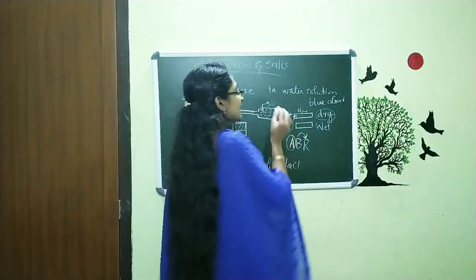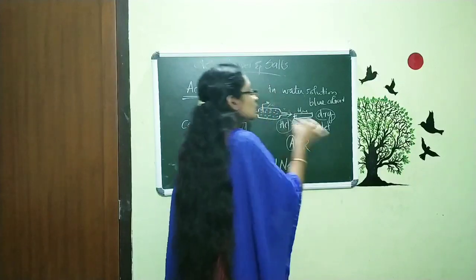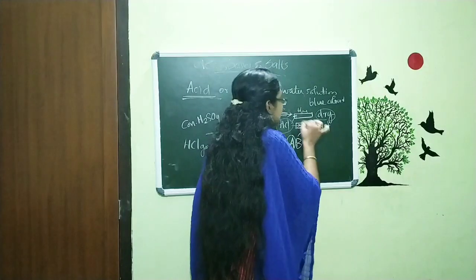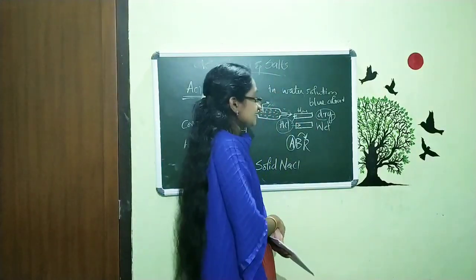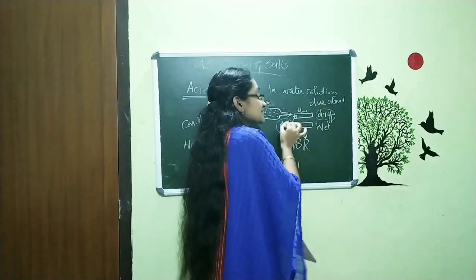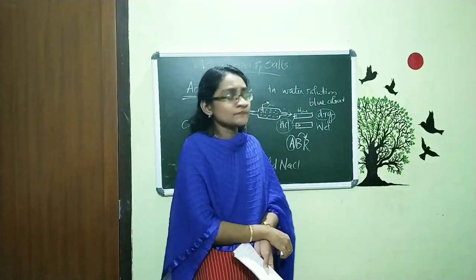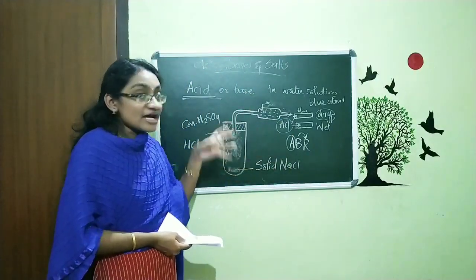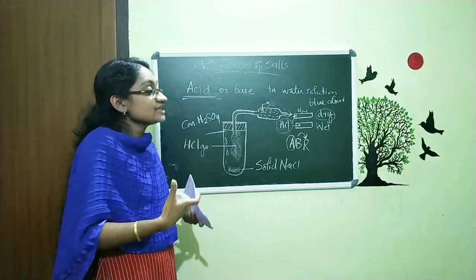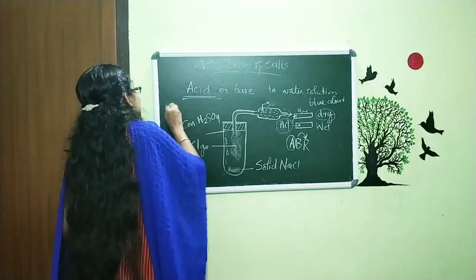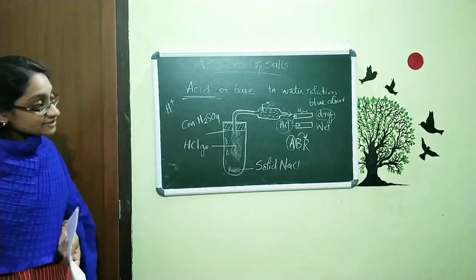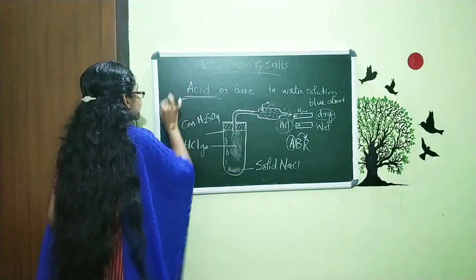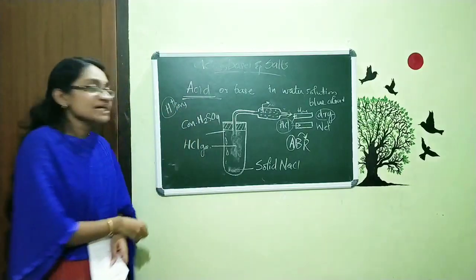Now we are repeating the same experiment with the wet blue litmus paper. And here you can see that the blue litmus paper turned red. So we can say that this HCl gas is behaving as acid. With the presence of water, the acid gets its properties with the presence of H plus ions. So with the presence of water, it forms H plus ions.